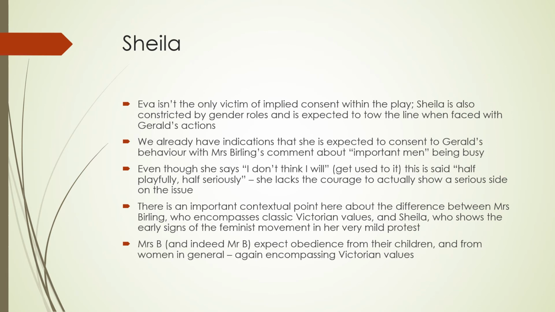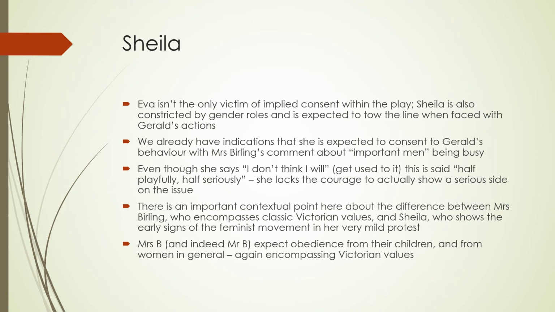Okay, so we've got Sheila then. Eva isn't the only victim of implied consent within the play. Sheila is also constricted by gender roles and is expected to toe the line when faced with Gerald's actions. Touching on what we've just mentioned about the Birling family expecting Sheila to forgive Gerald for what he has done, Sheila is expected to forgive and move forward with the marriage because of this idea of gender roles.